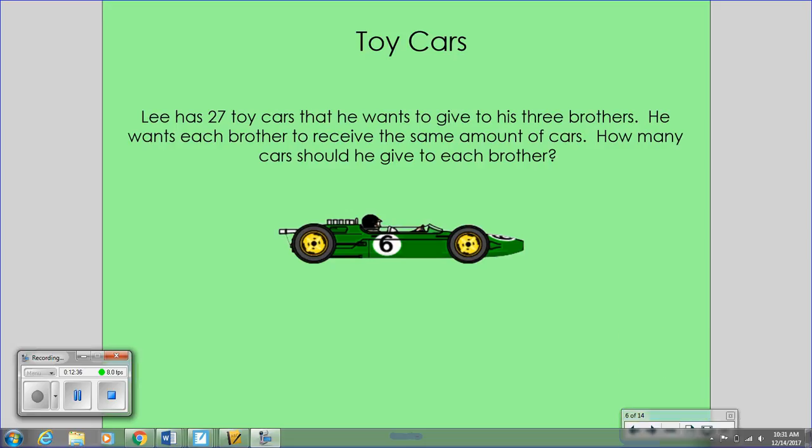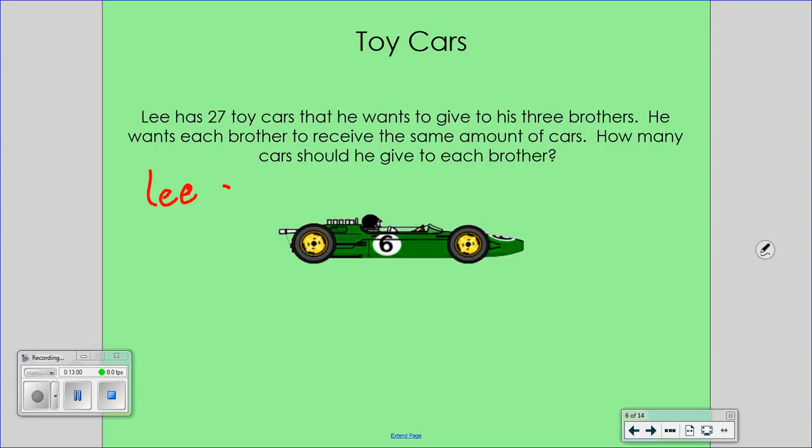Mason? Natalie, what am I counting? How many cars each brother should have? How many cars each brother has. So what is that going to look like as an answer sentence? Parker? Lee gave blank cars. Toy cars, not real. Okay? I'm talking to Parker, not you. I already know how many cars he gave to his brothers. He gave 27 to his brothers. You're missing a word.